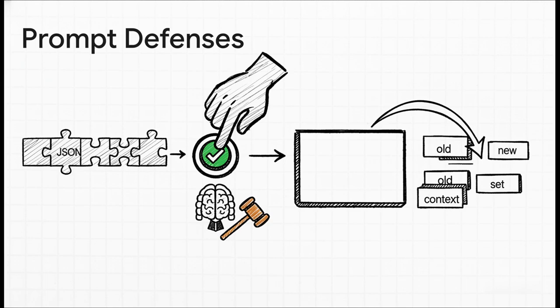And finally, compartmentalize your context. One task equals one session. When a task changes, reset the session. This stops hidden malicious instructions from persisting in the conversation history and hijacking the next step.